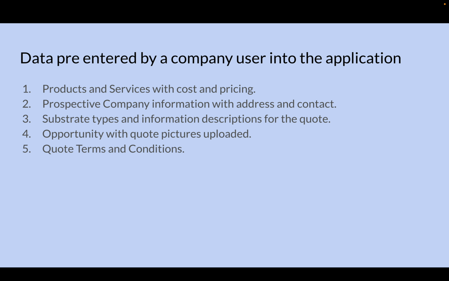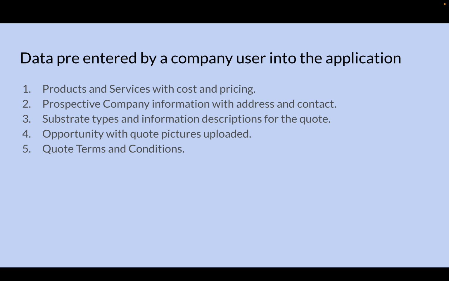Prospective company information, like the company name and address and contacts, and then what substrate types or materials that they're going to be coating, as well as the information descriptions for the quote. So if they have a metal roof, maybe the description would say what type of preparation they need to do on the roof, take care of the rust areas, and have special coatings on the roof. That information was entered in prior to creating a quote.